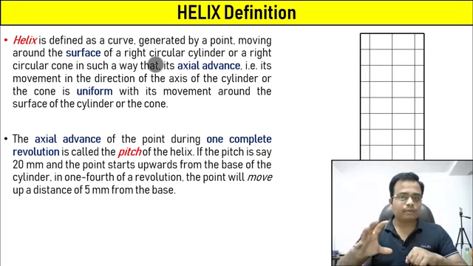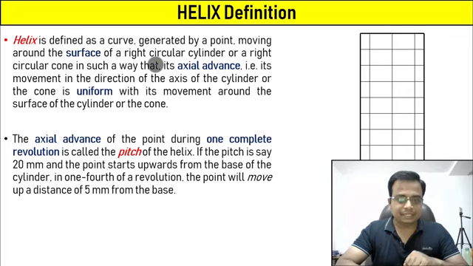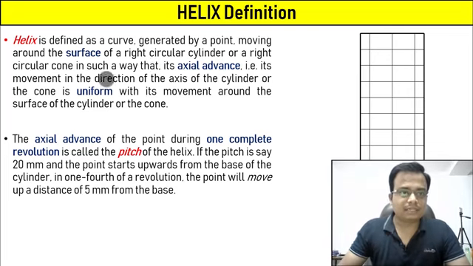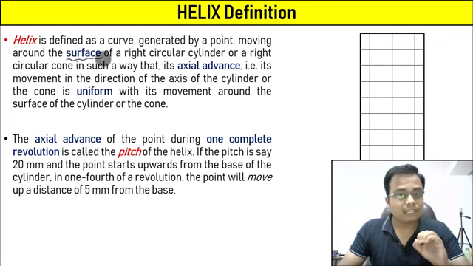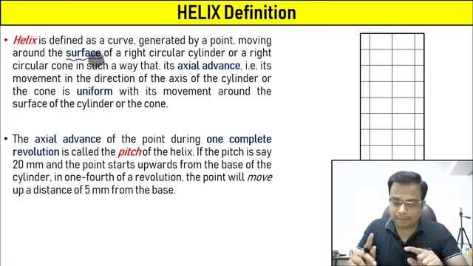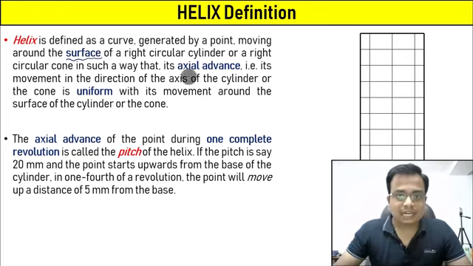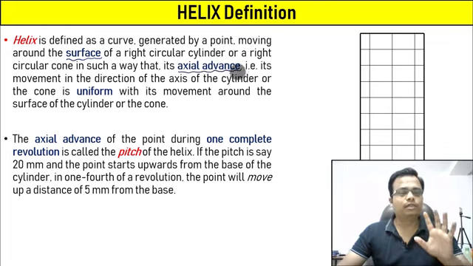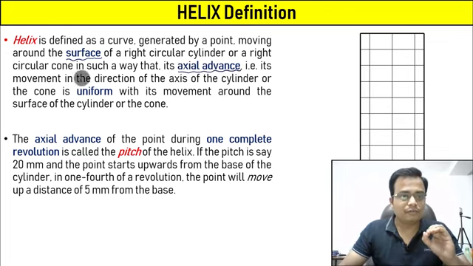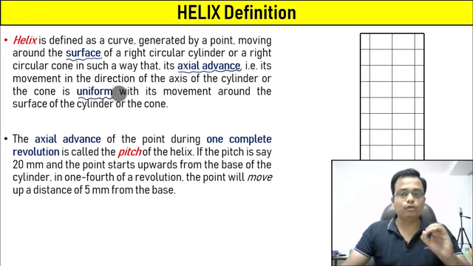But first of all, let us try to understand what exactly is the meaning of a cylindrical helix. Let us try to read the definition. It is basically a curve generated by a point moving around the surface of a cylinder in such a way that its axial advance, a very important term, is uniform. So this is something that you really need to focus on.